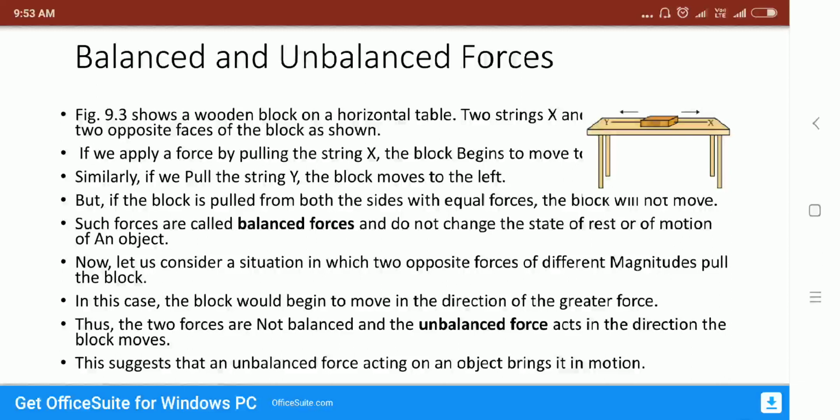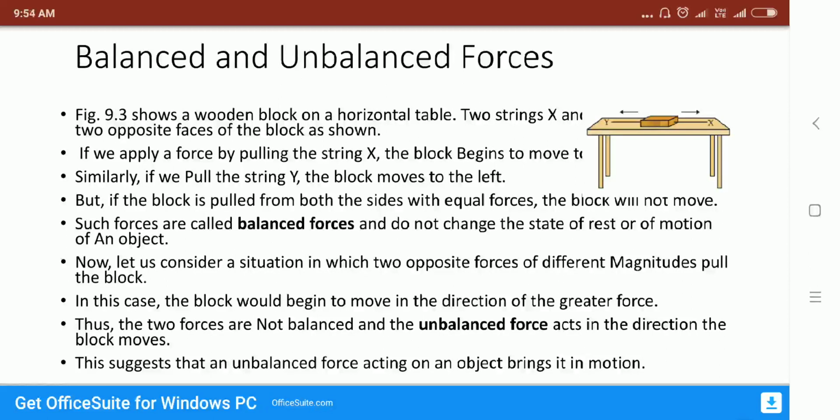I repeat, if we are pulling both the strings in opposite directions, in the x and y direction, if opposite and equal force we are providing, the object will not move. This force is known as a balanced force.